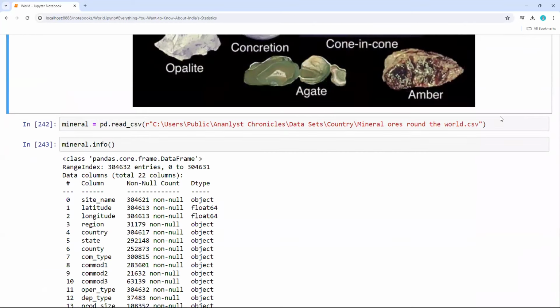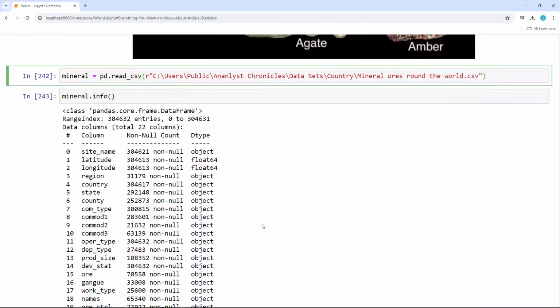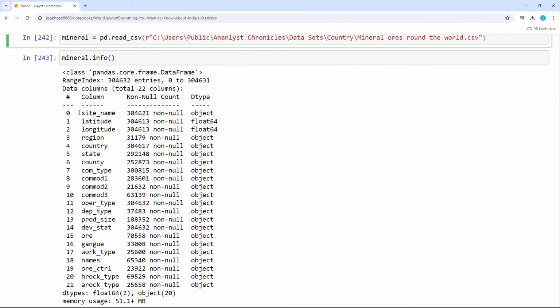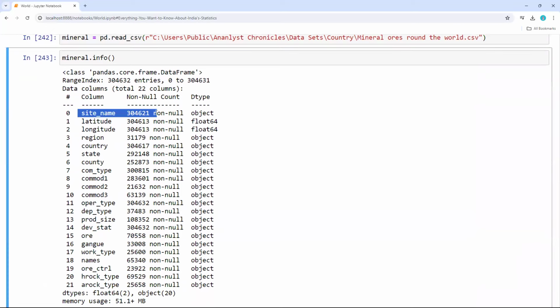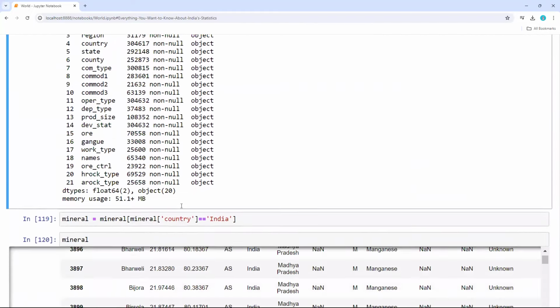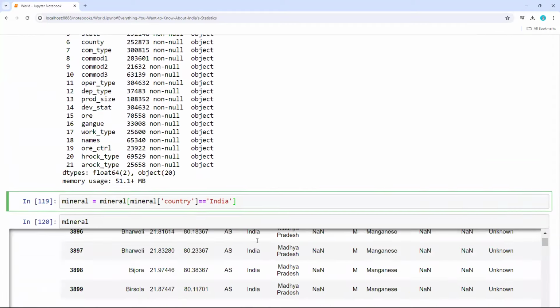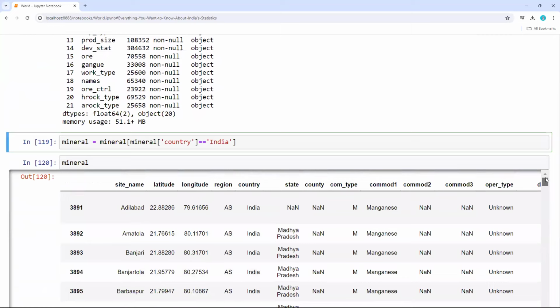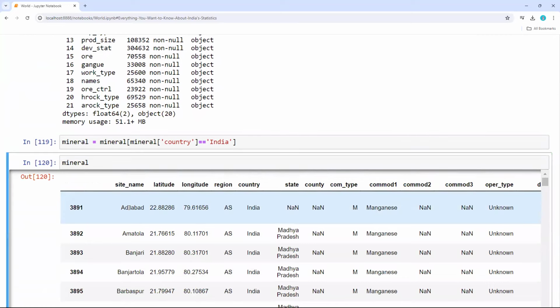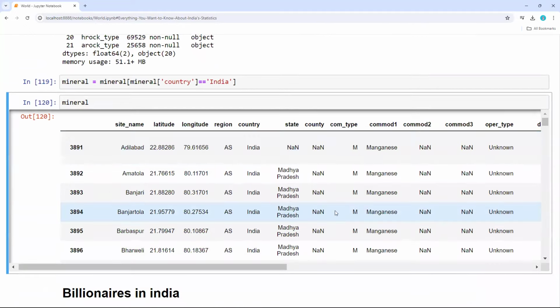This is my data set, which was taken from the World Bank, I think Kaggle. It has the site name, like the district name or place, and also the coordinates of the location, and the region, country, state. These are all the basic details about my data set. If I want to look at the data for India, this is my data set for India. Let me see Adilabad. Adilabad is in Asia, India, and the type of ore is manganese.